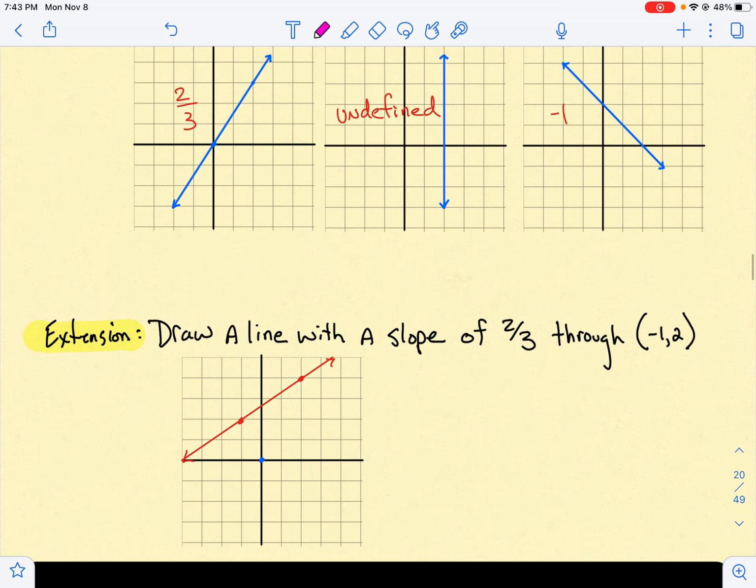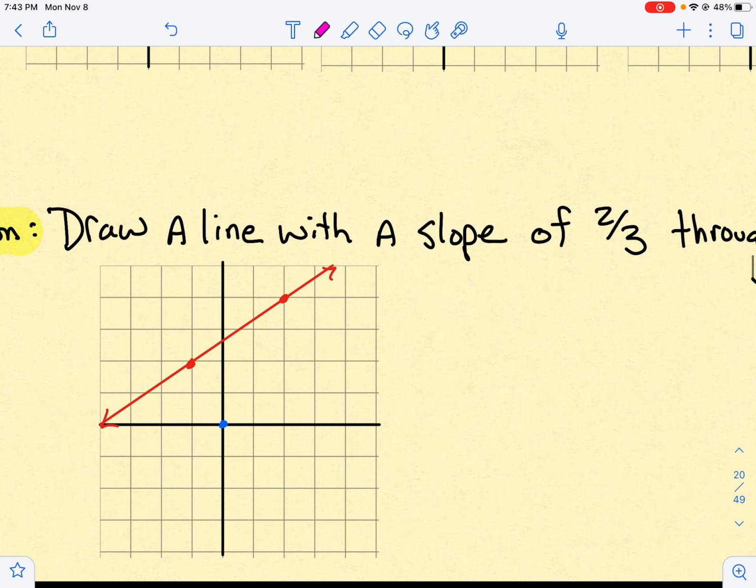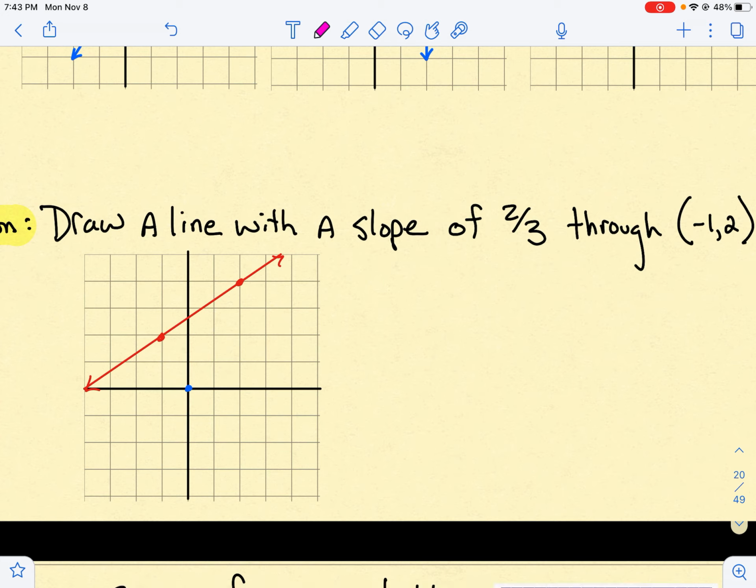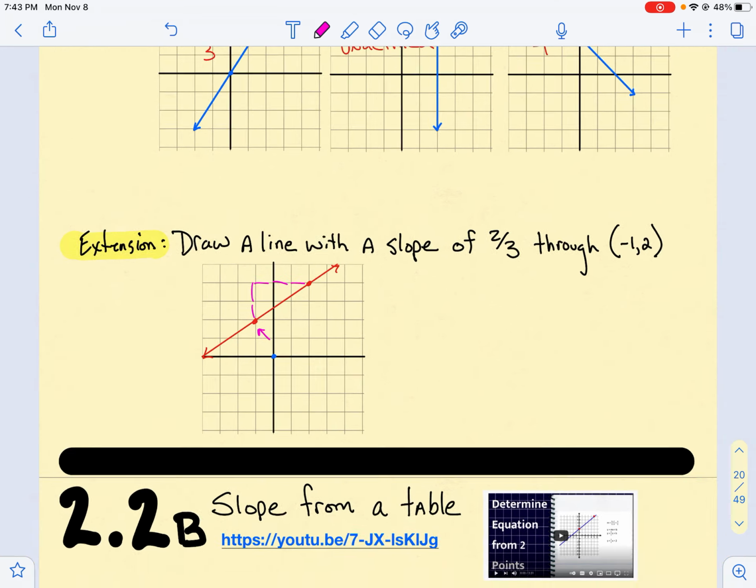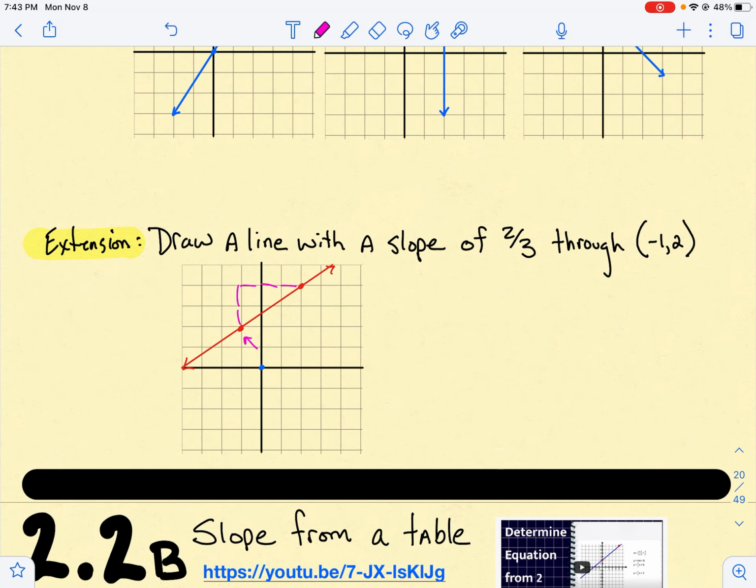Finally, anybody trying the extension, it would look like this. I've got my point at -1, 2, which is right here, and I have a slope of 2 up and 3 to the right. There's my second dot, and I connect them with a straight line. Straight line makes it linear. All right. Now, if you need to pause again, do that.